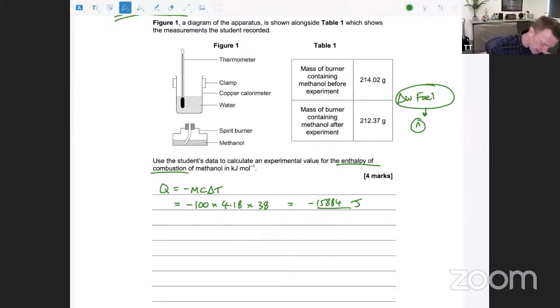So we need to change that. I always do it as standard to convert it to kilojoules. That's minus 15.884 kilojoules. And that's our Q change there. Good question in the chat here.